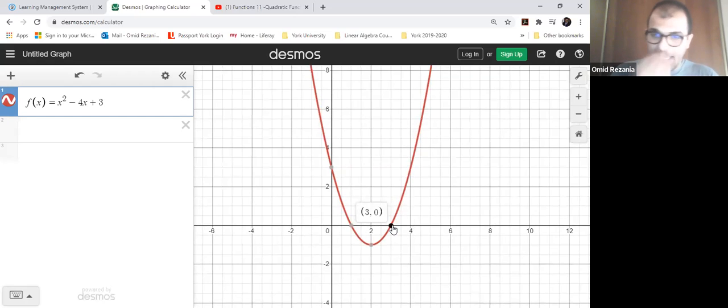We see that we have two intercepts with the x-axis, which happen to be the points, I should say, x equals 1 and x equals, let's say, 3. And you also see that there is one y-intercept, which happens to be at the point 3. And there is also a point, 2, minus 1, which is, I should say, the minimum of the function.